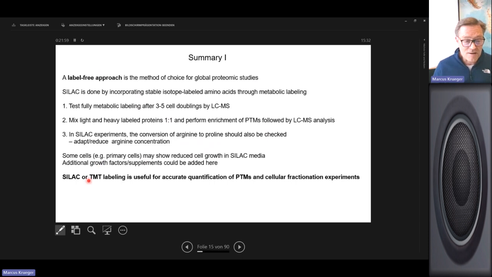So again, SILAC and TMT labeling, whatever you like, is definitely a useful and accurate quantification method for PTMs, where you have only one peptide to quantify, and of course, if you go for several step protein fractionation experiments.